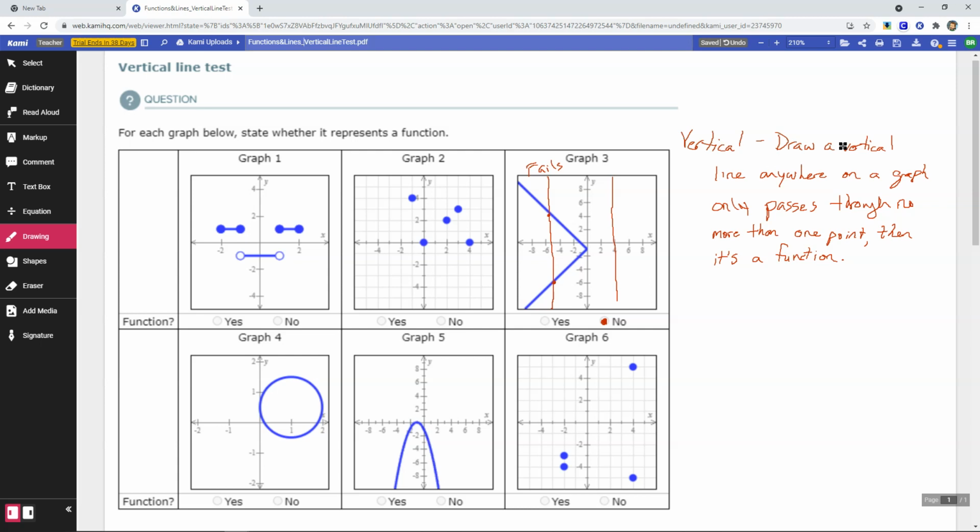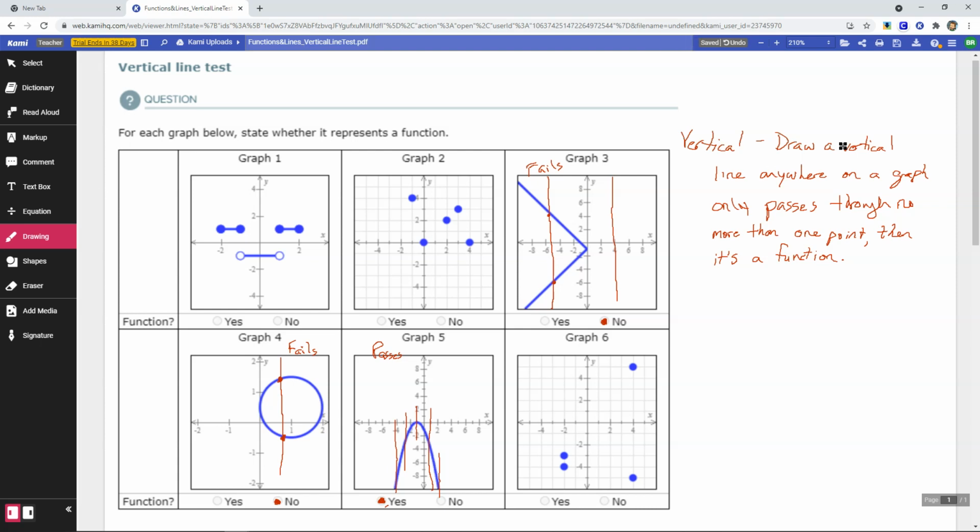Graph 4, again, if I look where the relation is and I draw a vertical line, notice that it passes through a point on the relation here and it passes through a point on the relation here. Again, it fails the vertical line test and is therefore not a function. Graph 5, if you look, no matter where I draw a vertical line, it's only going to pass through one point. It passes the vertical line test and it is a function.